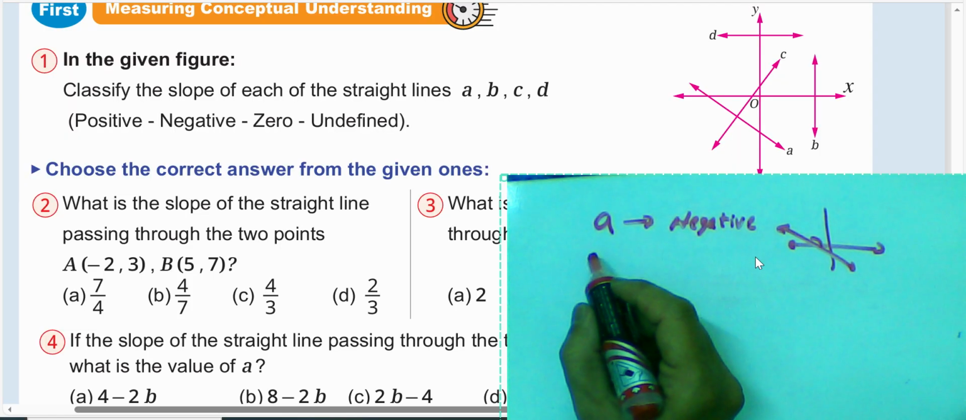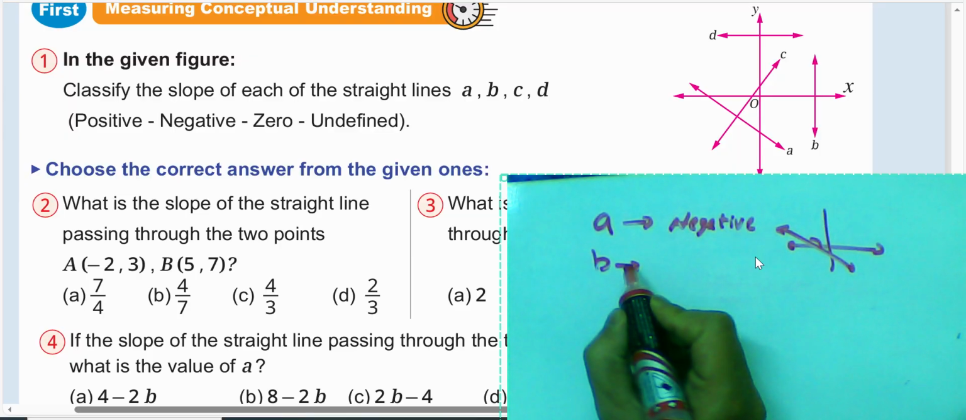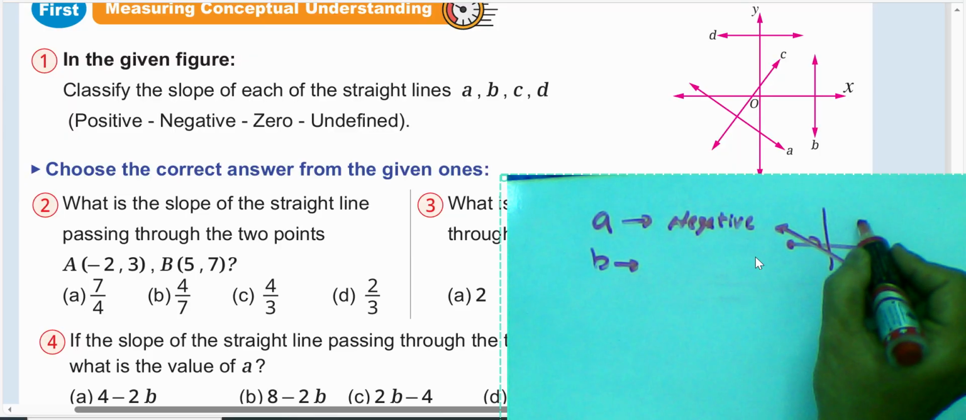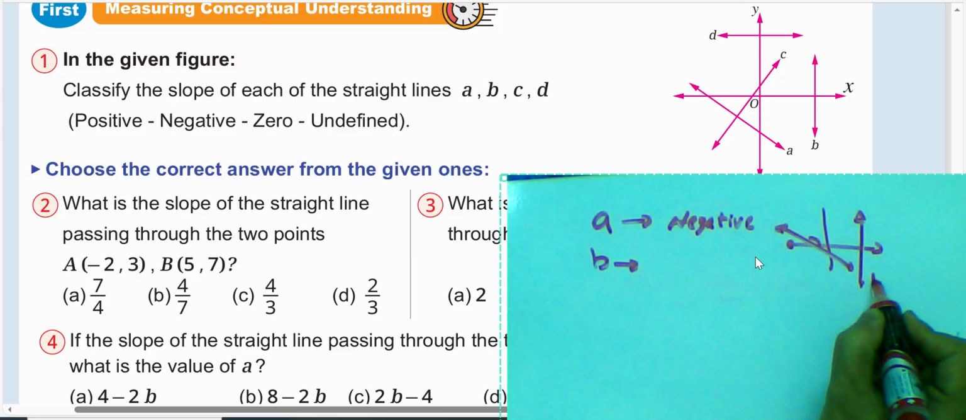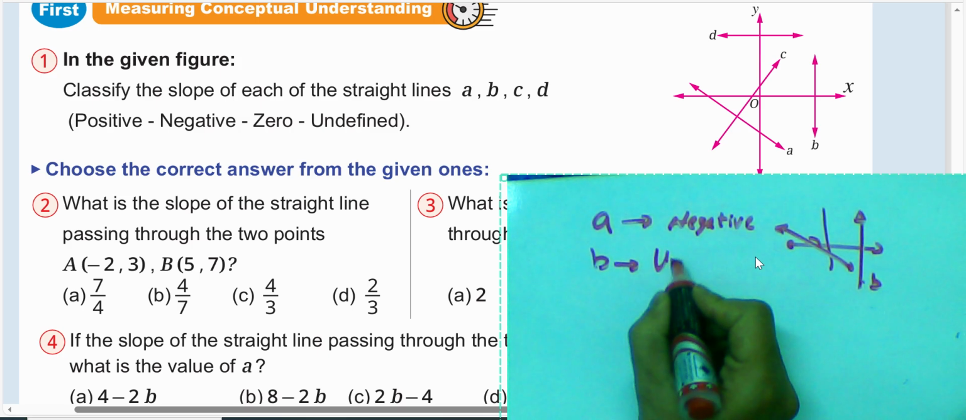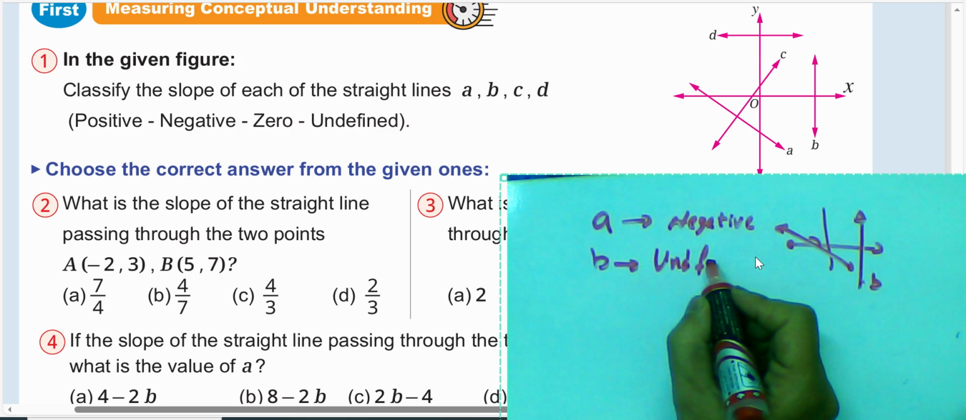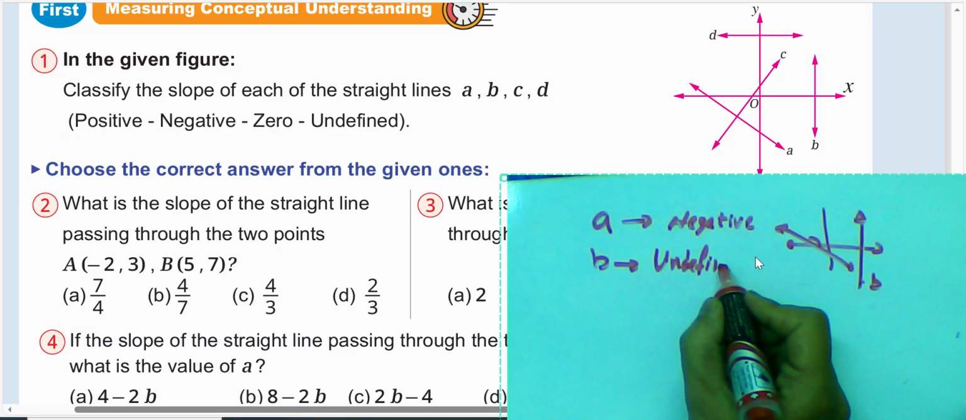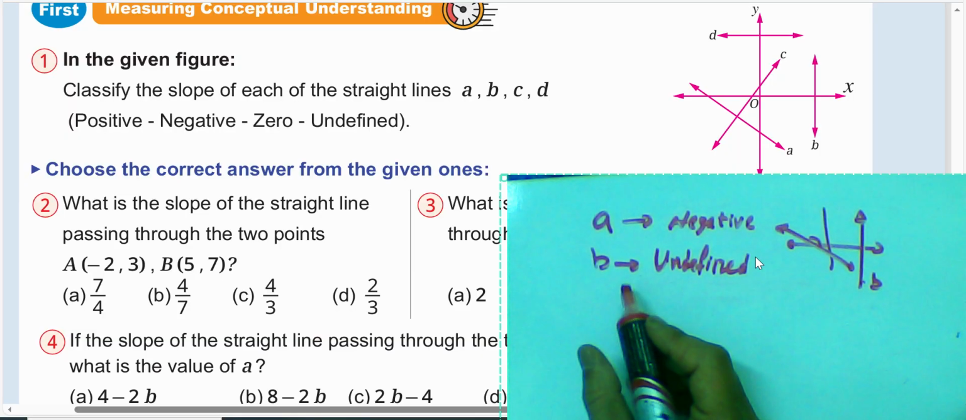And what about B? Where is straight line B? B here is parallel to the y-axis. Then the slope of straight line B is undefined. It will be undefined. And C here.